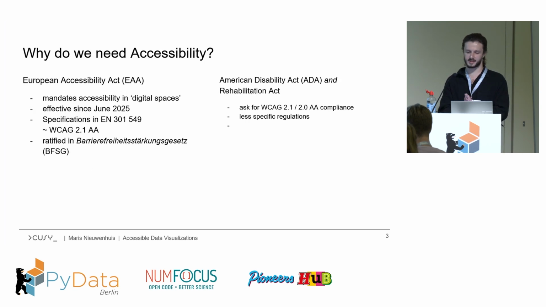As I mentioned, data visualizations and generally many forms of web content often exclude users with visual impairments. And of course, we want to include them, but we don't only want to, we also have to. As an example, we in Europe now in the EU have the European Accessibility Act, which roughly mandates accessibility in digital spaces. And it's already in effect, effective since June 2025. But don't freak out, there are certain transition periods, but starting from 2030, basically all web content has to be accessible.